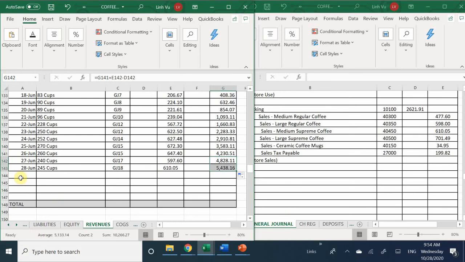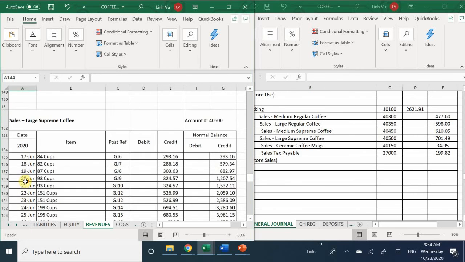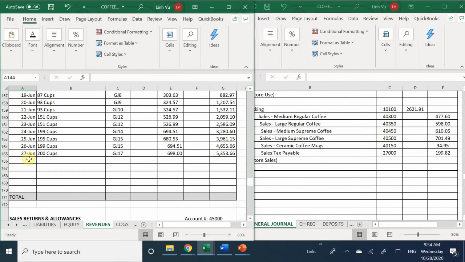And then the next account is the Supreme Large. And the date is 6/28. 201 cups. General Journal 18. The credit is 701.49. And the new balance is 6,055.15. Good.